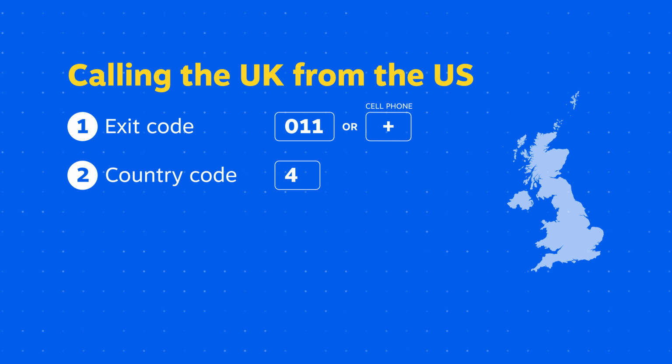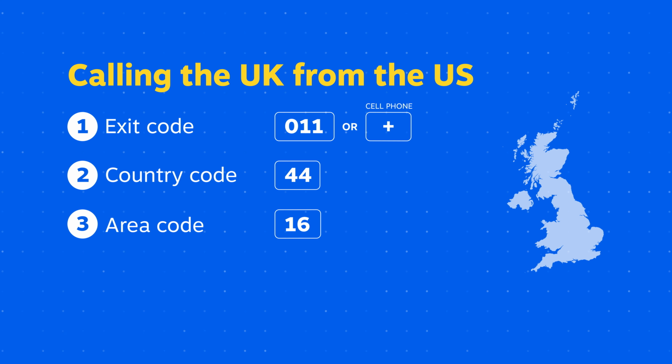Step 2. Dial the country code. The UK country code is 44. All this does is allow you to get through to any UK-based phone number. Step 3. Dial the area code. One tip that may not appear obvious is if you see a 0 at the beginning of the area code, don't dial this digit. Just dial the numbers that follow it.